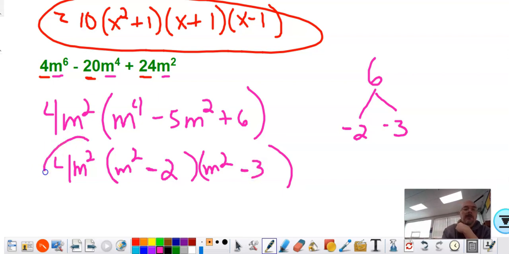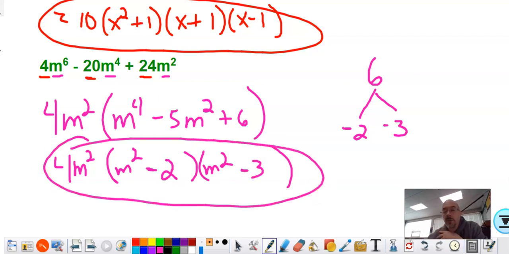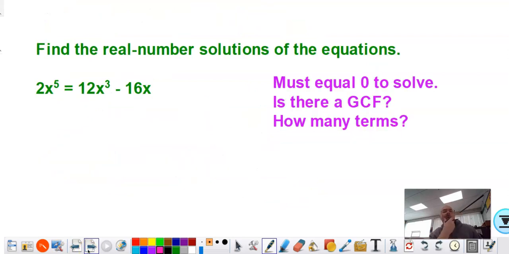Yep. And you can't do anything with m squared minus 2. That is not a difference of 2 squares, and m squared minus 3 is not a difference of 2 squares. All right, let's keep going here. Almost done, almost done. Let's see what's next.